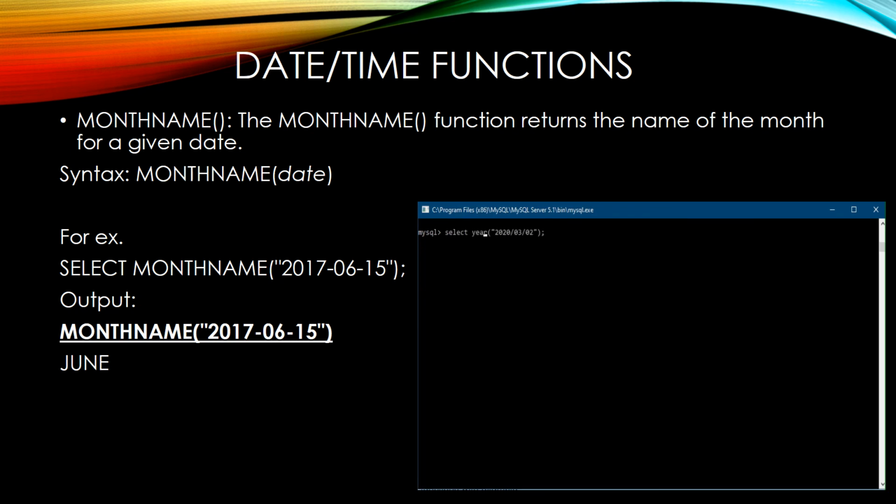Monthname function. Monthname will return the name of the month, as the function name signifies. You will write the monthname function. It will return the name of the month because the third month is there. So the third month is March, so it is showing the output as March.